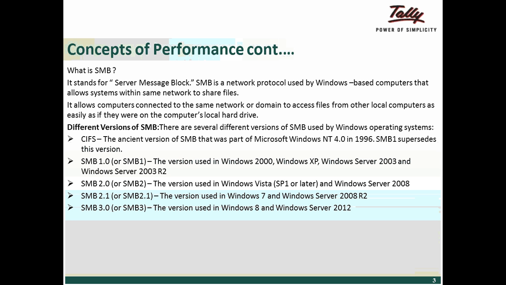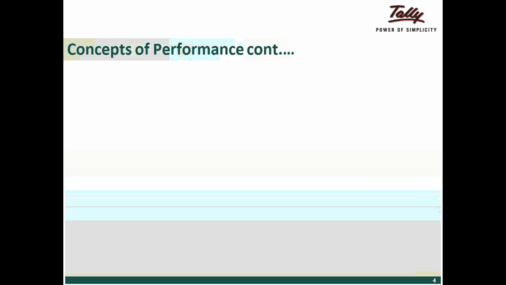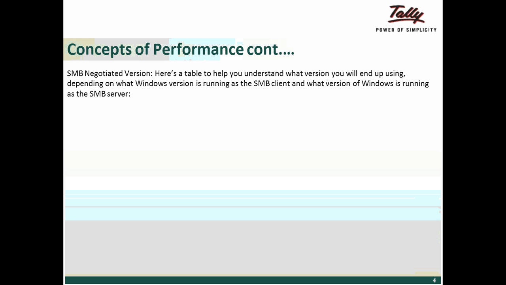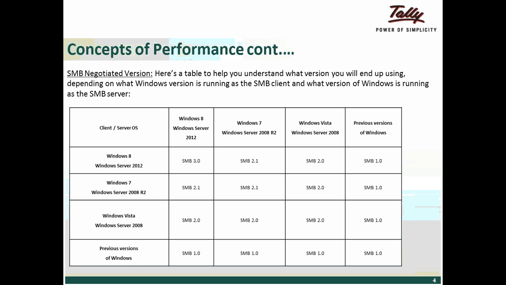Right? So we will continue with the related concept. There are SMB negotiated versions. Here is the table. Essentially, given below is the table which gives you the complete bifurcation of SMB used as the SMB server. For example, if you have a client or server OS, Windows 8 and Windows Server 2012, you will have SMB 3.0.